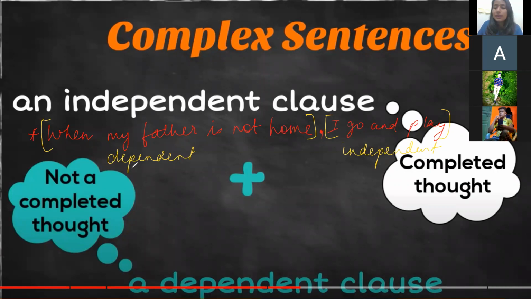So the first one is a dependent clause and the second one is an independent clause. And in a complex sentence, there is a dependent and an independent clause. Okay, agar I can write this sentence in a different way also. I can write this: I go to play when my father is not home.